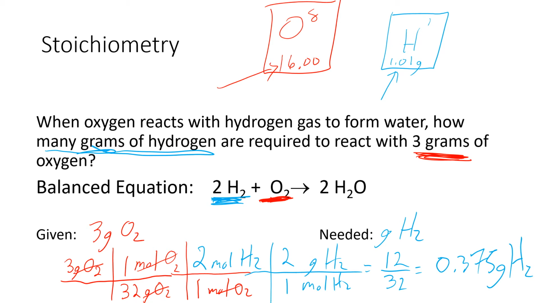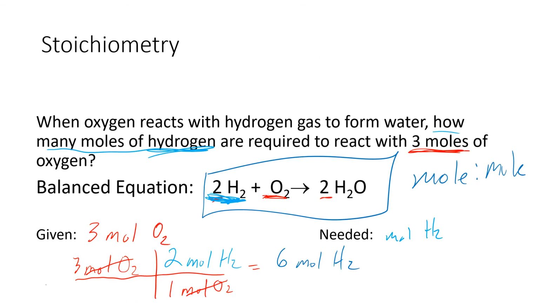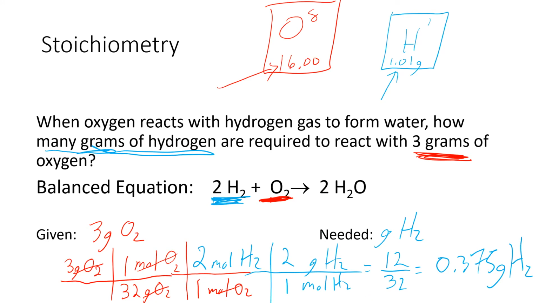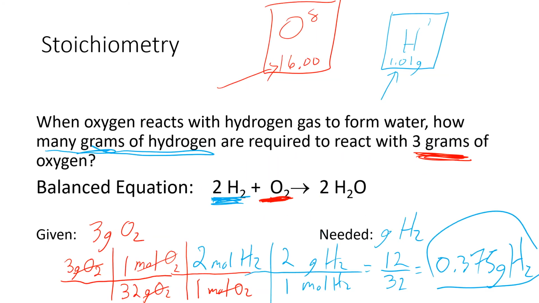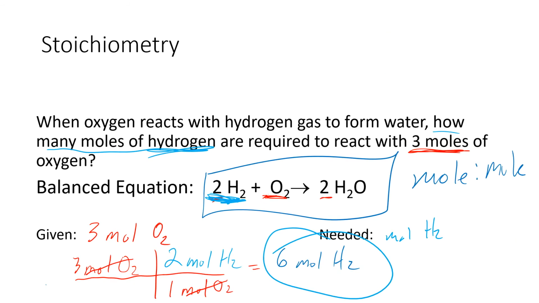So look at the difference here. When we did moles, we had 6 moles of hydrogen. And when we did grams, we actually started with the same number, 3 grams of oxygen versus 3 moles. So we got 2 very different answers. And you can also see it took a lot more work when we had to deal with grams and a lot less work when we just had to deal with moles.